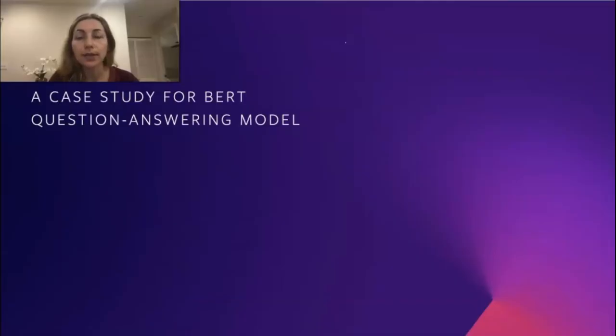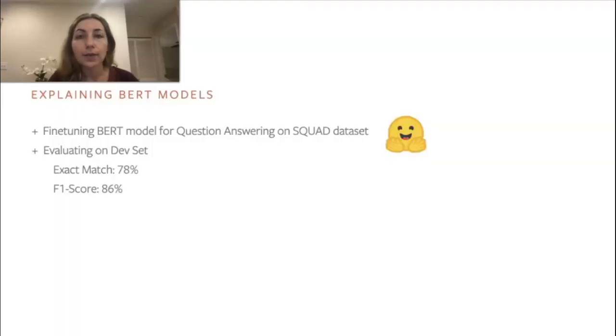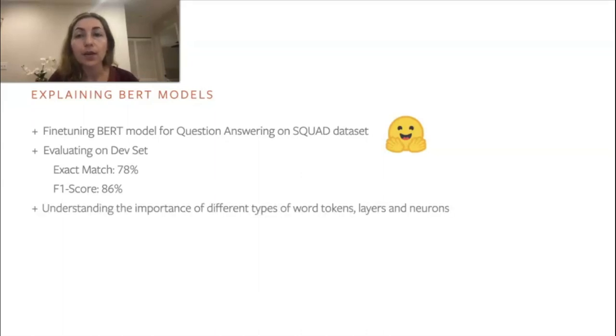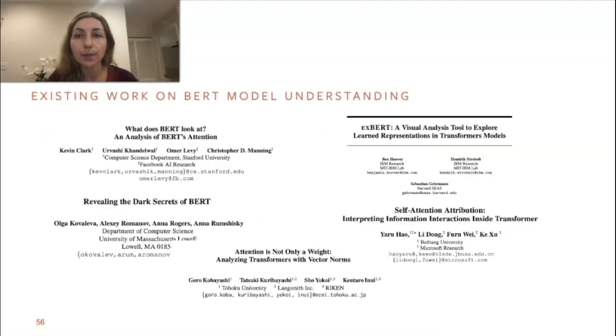Now let's look into a case study for a question answering model trained on BERT architecture. For our case study, we fine-tuned a BERT question answering model on the SQuAD dataset using the Hugging Face library. This helped us reach an 86% F1 score and 78% exact match between prediction and ground truth. The goal of this case study is to understand the roles of different types of word tokens, layers for a model, and neurons for a model prediction.